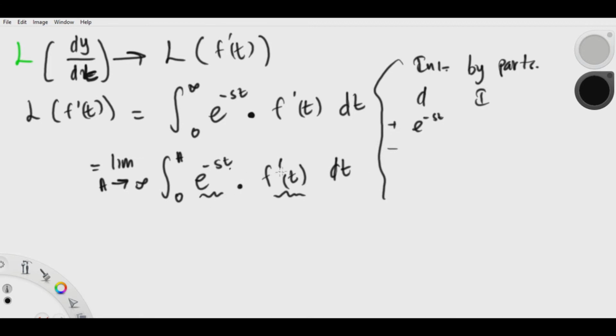Why? Because if I differentiate f dash t, I'll just get f double dash t. That does not solve anything, that just makes life harder. Instead, if I integrate this, I'll get f of t. Now that doesn't help either, but it's a lot easier for me to deal with this than it is to deal with the double differentiation version. And if I differentiate e minus st, well, I'm just going to get minus s e minus st.